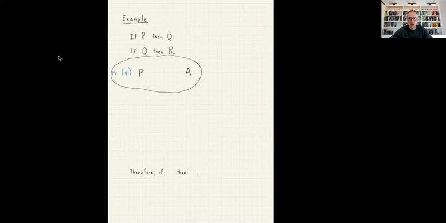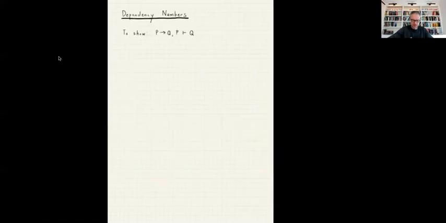So let's talk just a little bit more about how dependency numbers work. The new format for a proof is just a slight modification from what we were doing, which was just deducing. Now there'll be a new column on the far left where we keep track of the assumptions that are in force at that stage of the proof.